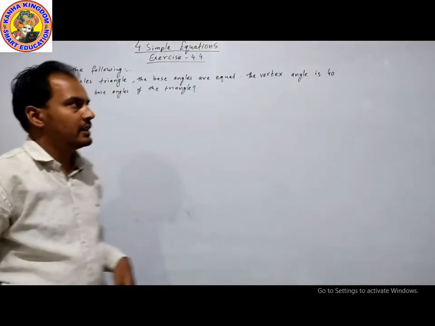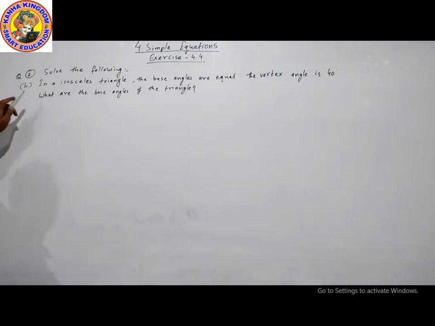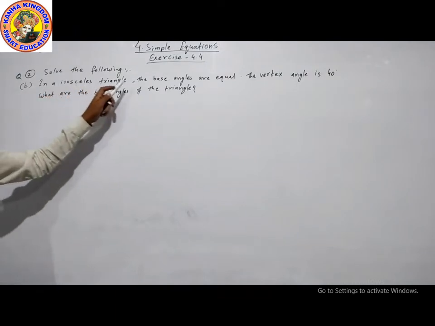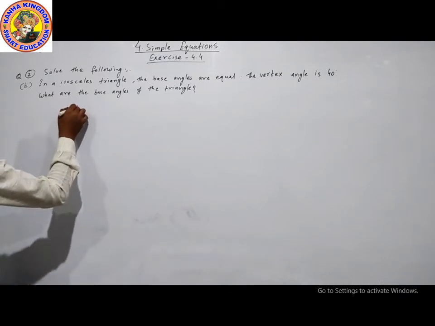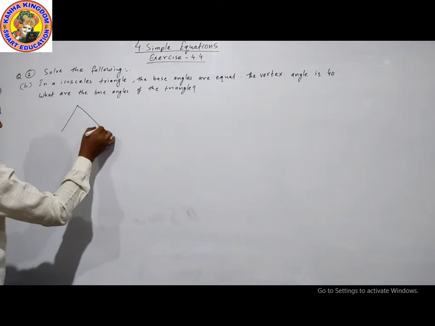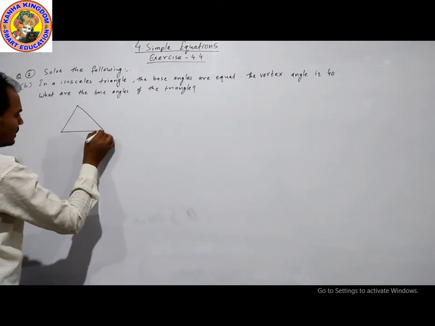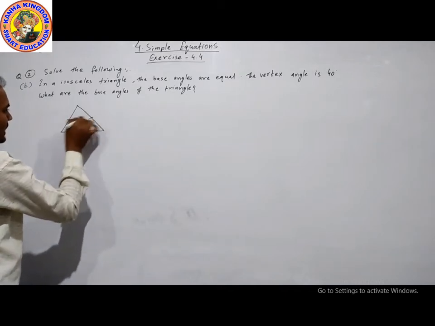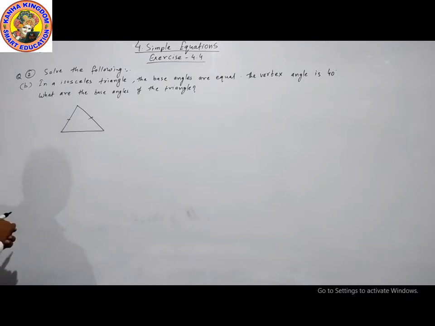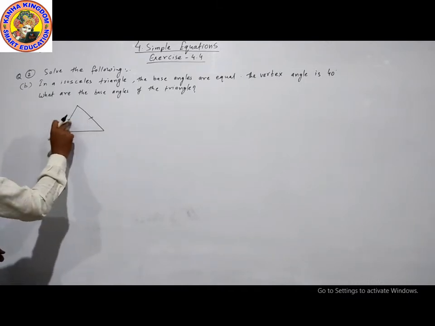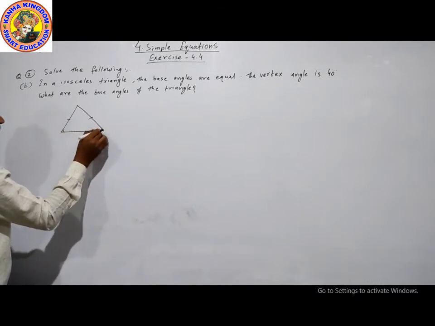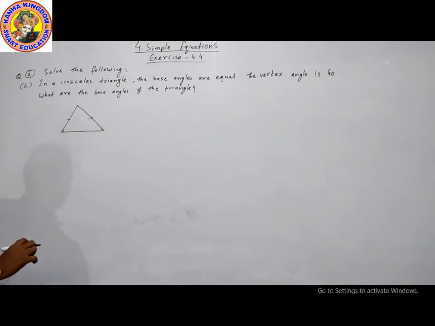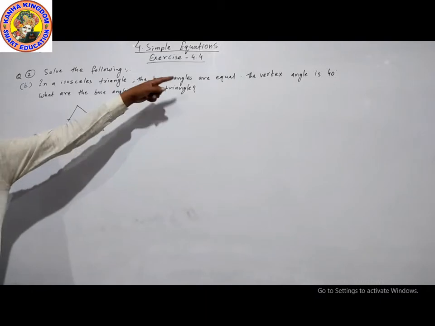Now our next part is question number 2, part B. In an isosceles triangle, the base angles are equal. What is the definition of an isosceles triangle? In an isosceles triangle, two sides are equal and the respective two angles are also equal. The base angles are equal.